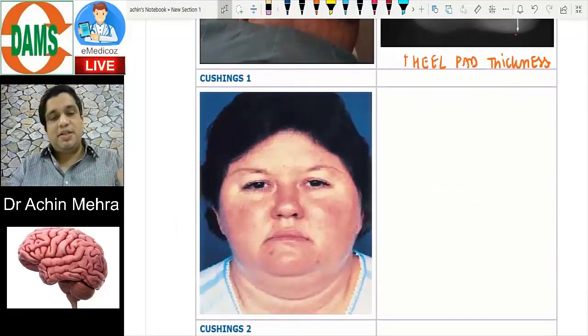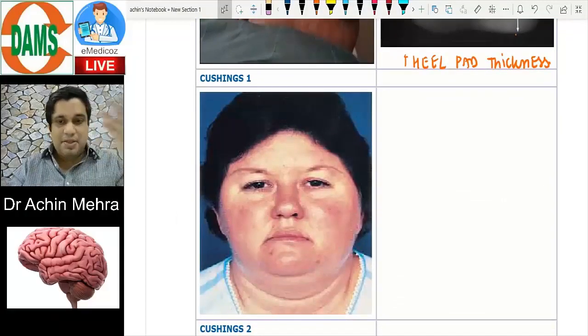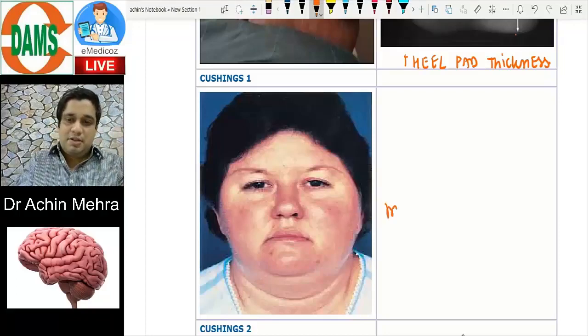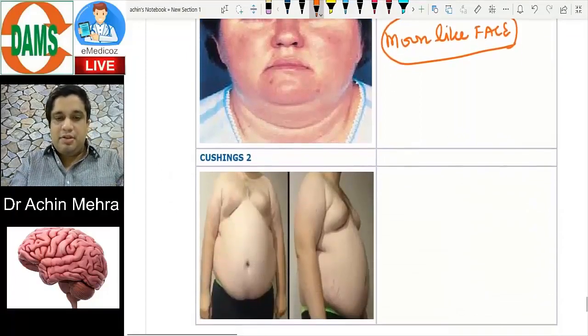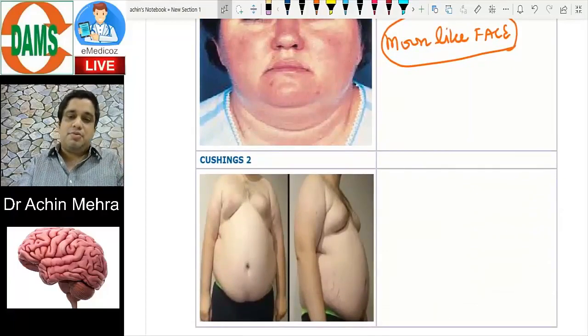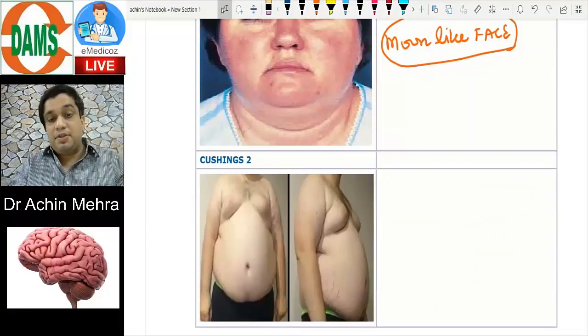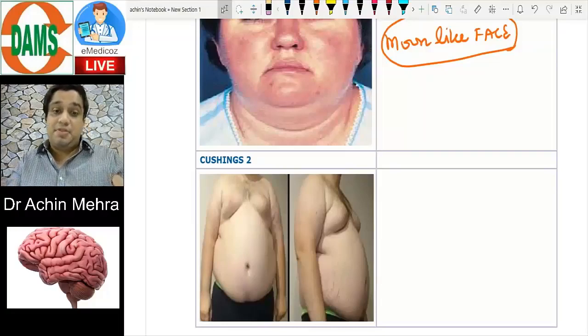Cushing syndrome, yes, it's a very typical round face appearance with some facial plethora. So this is a typical Cushing syndrome moon-like face, a moon-like face. Right. Now this is to explain the typical pendulous abdomen which happens in them.